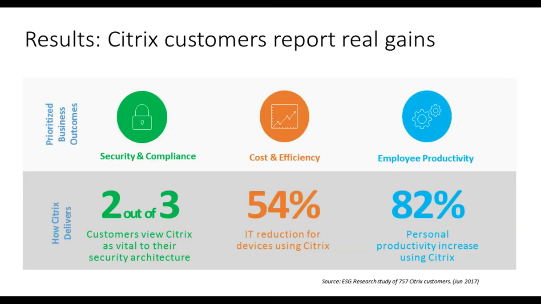And then finally, the results. The Citrix customers see some real results across all three things which are really important for businesses: security and compliance, cost and efficiency, and employee productivity. Two out of three customers tell us that they see Citrix as an important vendor and very vital to their security architecture. More than half of our customers tell us that Citrix is helping them reduce the devices they have at their locations. And nearly 80% of our customers tell us that their users are more productive when they're using Citrix.